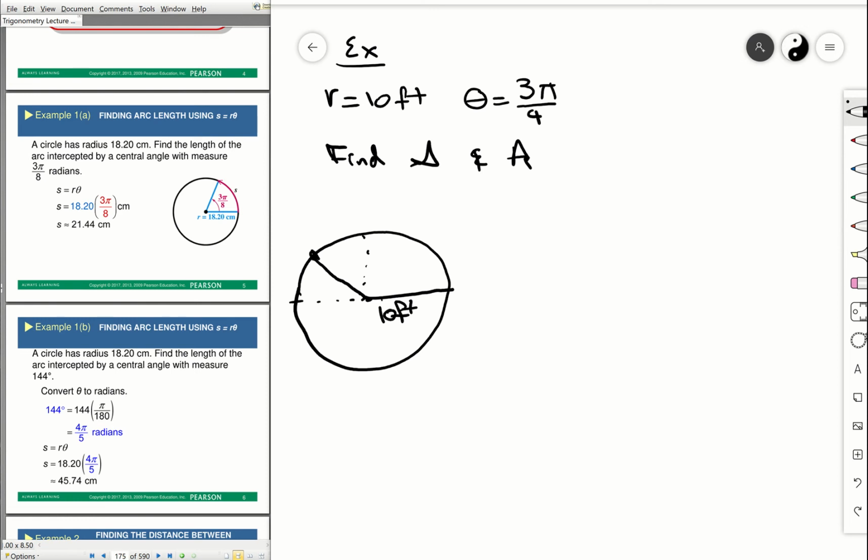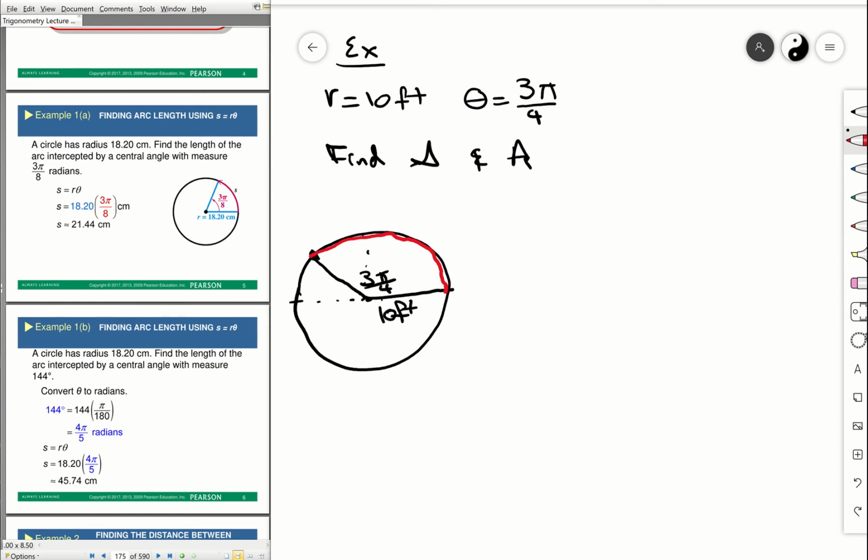These drawings don't have to be 100% perfect, but they're very helpful. So this angle measures 3 pi over 4 radians, and what we're looking for in the first part is the length of this arc.